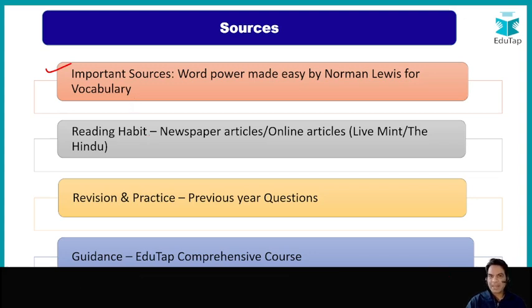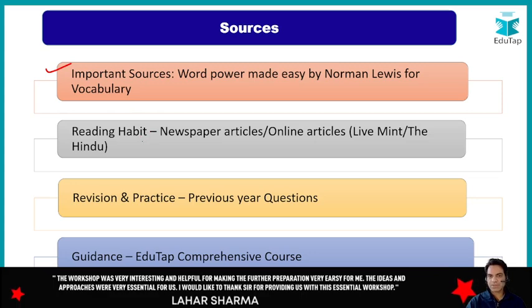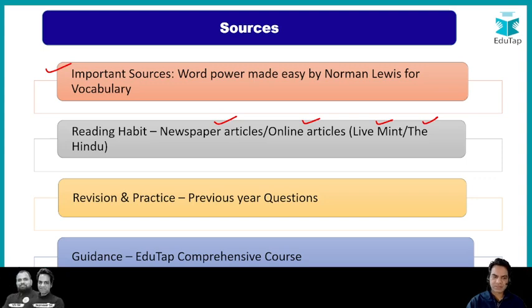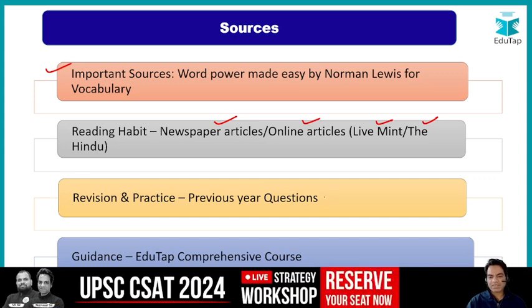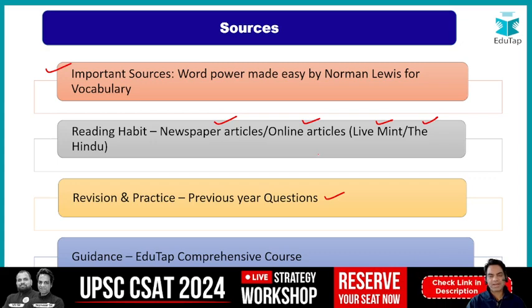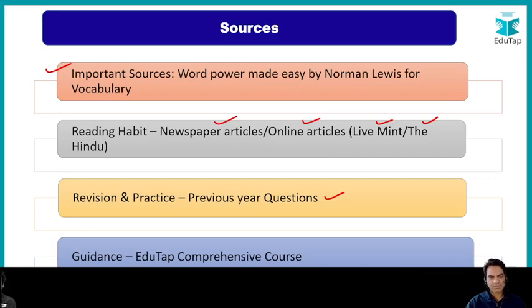Then for reading habit, you need to have a good reading habit, as I told you in the session. So read newspaper articles, online articles from Live Mint or The Hindu. These are good sources to keep yourself updated with the logical and verbose language that is used in this. So they are good sources. Now for revision and practice, I only suggest previous year questions, because that is the best source that you can refer to, and you'll get the context of what language the passages come in the exam. So that is my take.